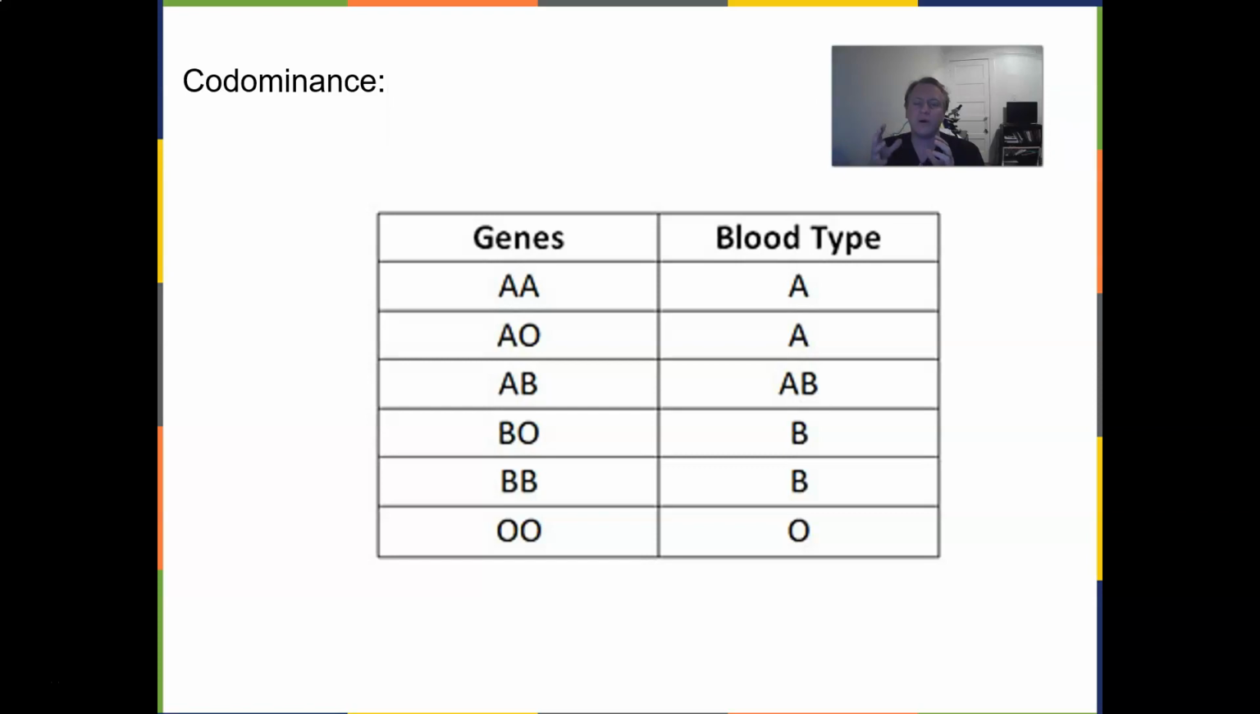So because of codominance, if you are an AB blood type person, all of your blood cells are both type A and type B simultaneously. So in codominance, it's not that there's a mixture of the two traits coming together, it's that both traits are expressed simultaneously.